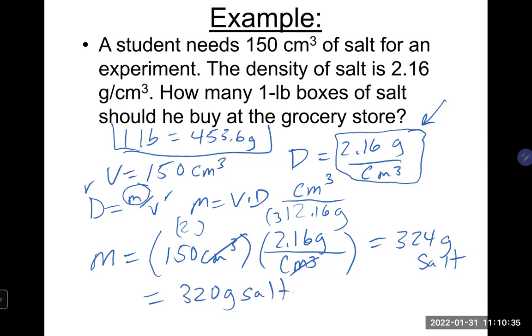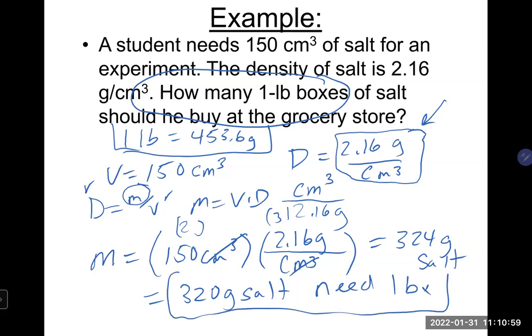We also always want to make sure that we answer the question it's actually asking. In this case, it's asking not what the mass is, but how many 1 pound boxes you would need, right? So you would need 1 box, and you would have some left over, since 1 pound is 453.6 grams. Any questions on any of that calculation there?